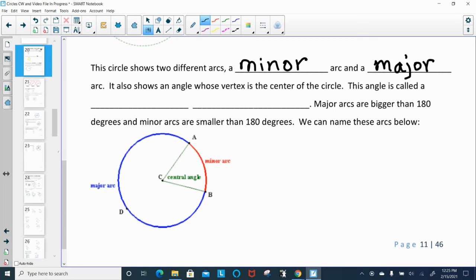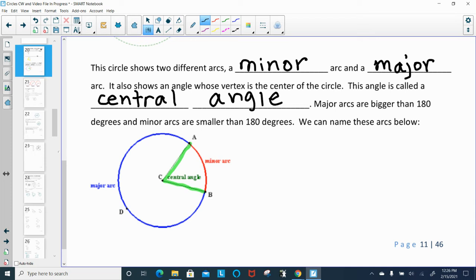It also shows an angle called a central angle. Right here, I'm going to highlight that in green, whose vertex is the center of the circle. So remember, the vertex is the pointy part of the angle. And this angle is called a central angle because of where its vertex is. The vertex is on the center, so they call it a central angle.